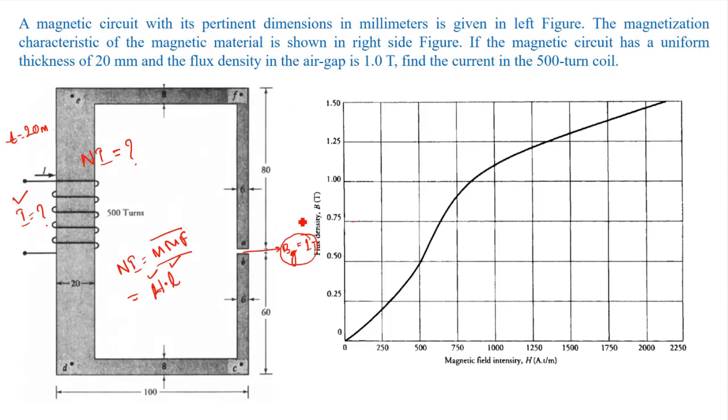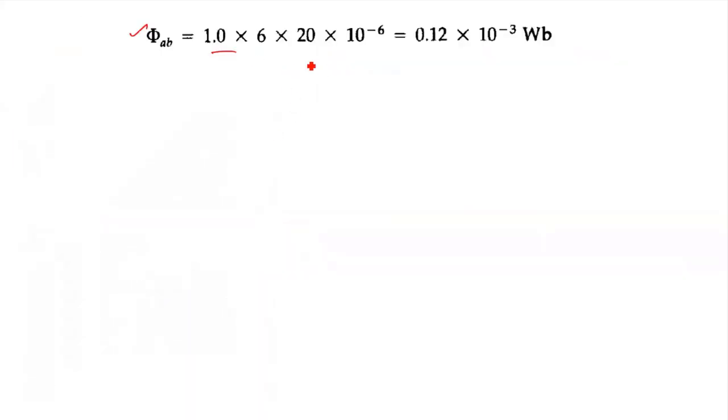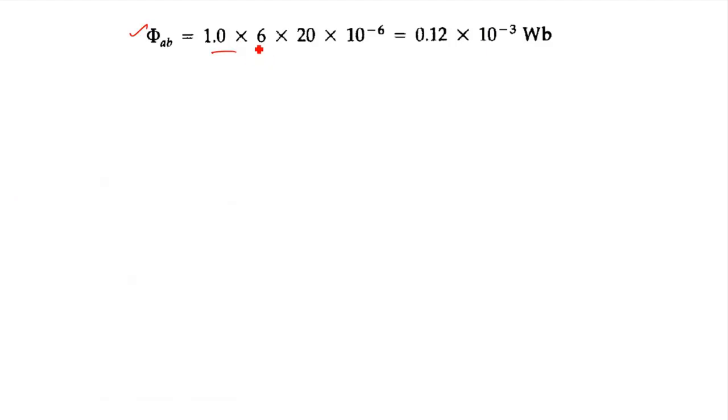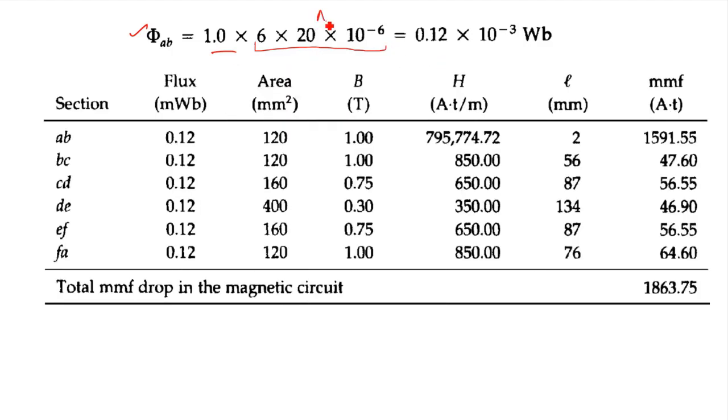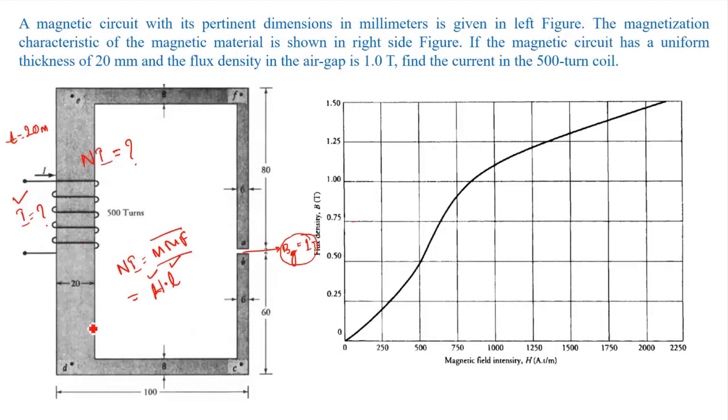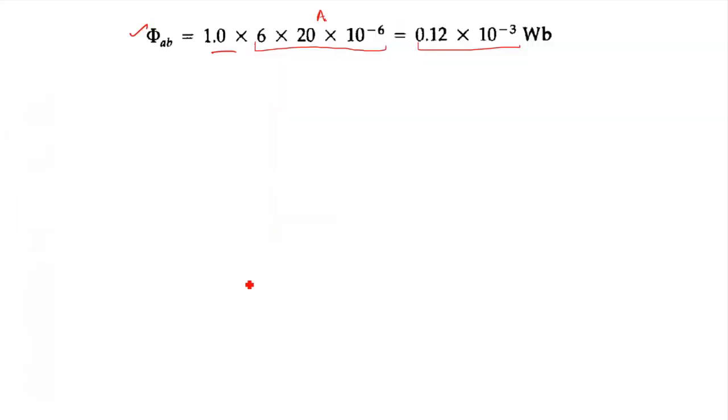So after multiplying, because the air gap is 2 centimeter, I can find the area. The area is 6 into 20 into 10 to the minus 6, and the flux density is 1 Tesla. So this is the flux in the air gap. Now this flux will flow in the whole magnetic circuit, right? Because it is a series magnetic circuit, the flux will remain the same throughout the magnetic circuit, in the air as well as in the material.